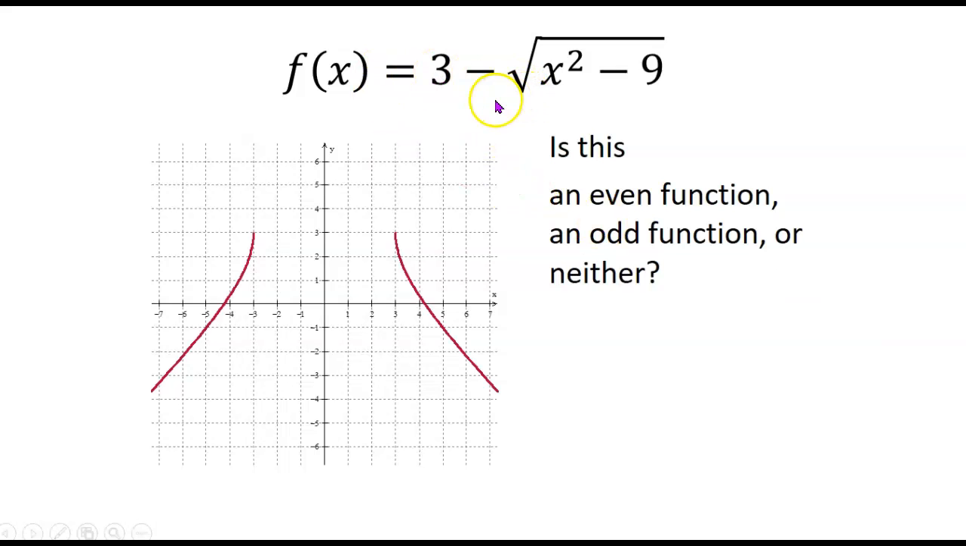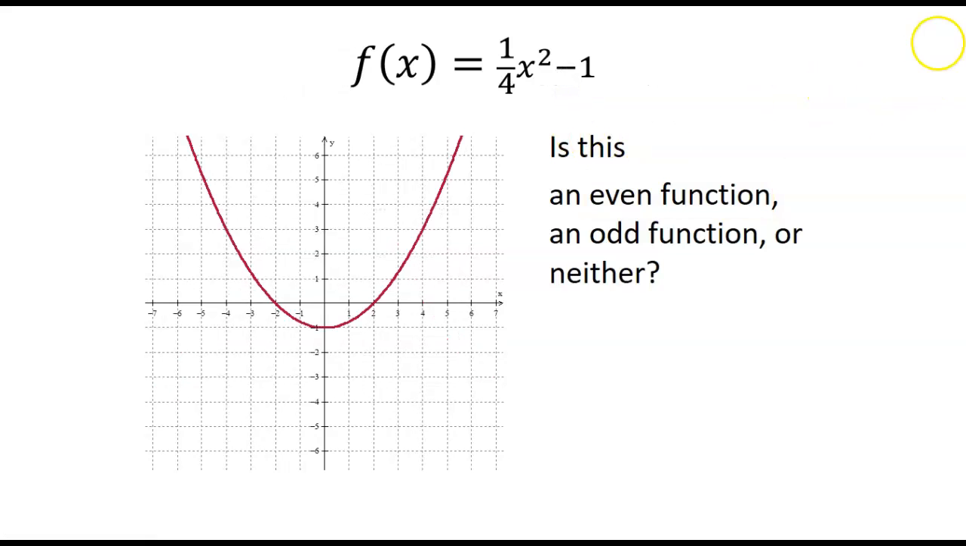What about this one that we were looking at earlier? F of x equals 3 minus the square root of x squared minus 9, whose graph looks like this. This graph is symmetric with respect to the y-axis, so that means this would be an even function. Again, notice that the only x in the formula is being squared. What about this function? Yep, it's another even function. We can see that on the graph because of the y-axis symmetry, and we can also see it in the formula because x is being squared.